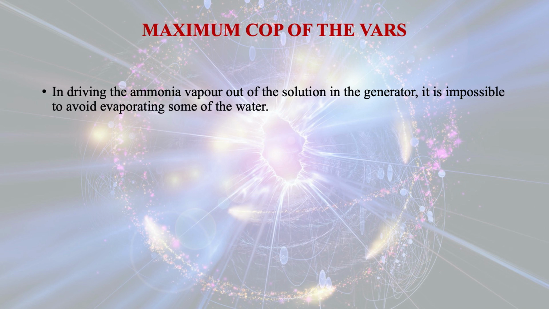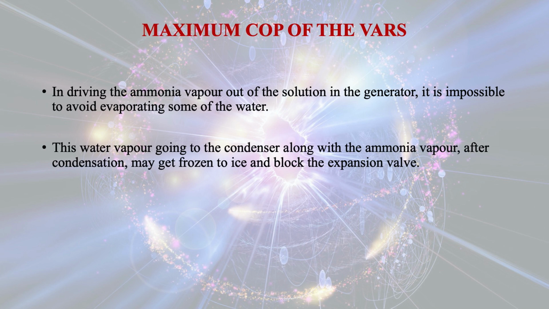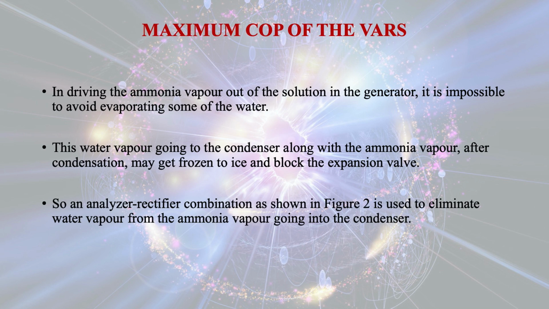In driving the ammonia vapor out of the solution in the generator, it is impossible to avoid evaporating some of the water. This water vapor going to the condenser along with the ammonia vapor, after condensation may get frozen to ice and block the expansion device. So, an analyzer rectifier combination shown in figure 2 is used to eliminate water vapor from the ammonia vapor going into the condenser.